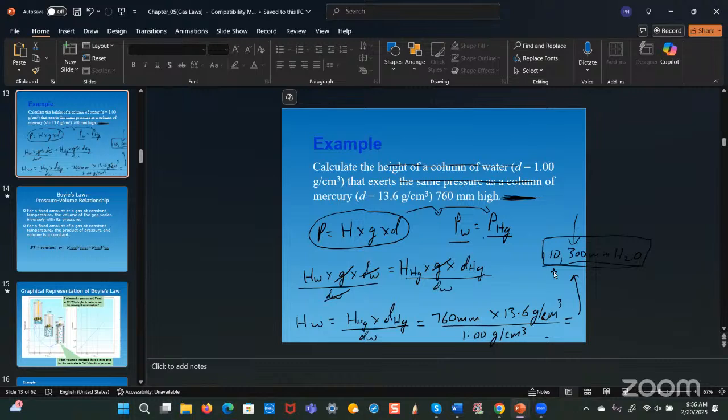We use mercury because it is basically the best liquid, because of its high density. That's what it comes down to. There's an inverse relationship between the density and the height of the column. Because of the high density of mercury, the height of the column for 1 atmosphere is relatively small, and therefore it's more convenient to use mercury compared to water. Any questions about this example?